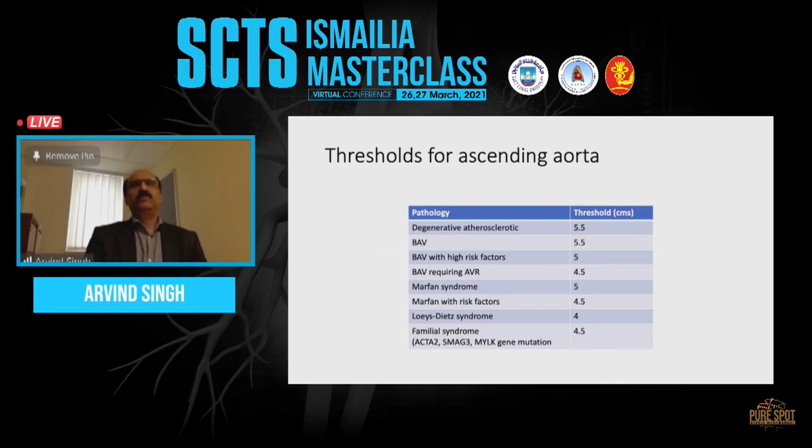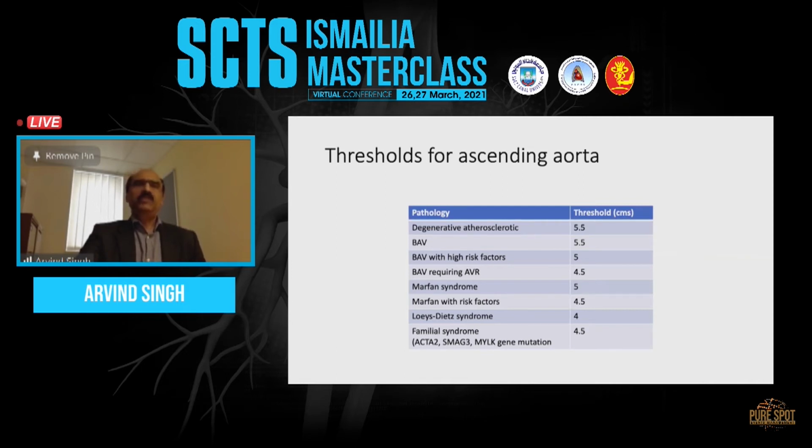So to sum it all up: degenerative atherosclerosis 5.5, bicuspid aortic valve 5.5, bicuspid aortic valve with high-risk factors 5, bicuspid valve requiring AVR 4.5, Marfan's is 5, Marfan's with risk factors 4.5, Loeys-Dietz it goes down to 4, and familial syndromes with gene mutations goes down to 4.5.